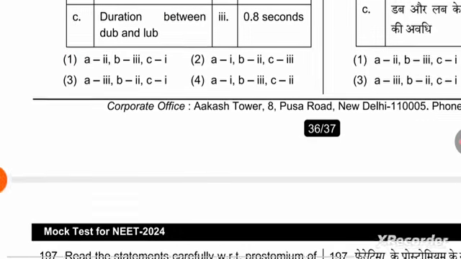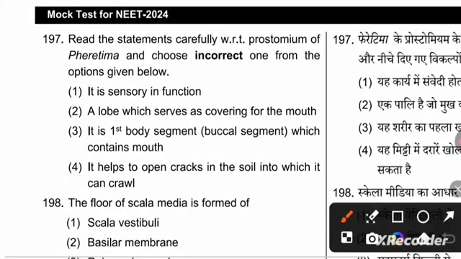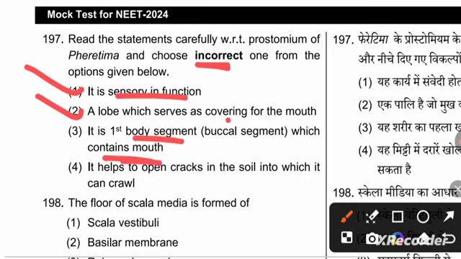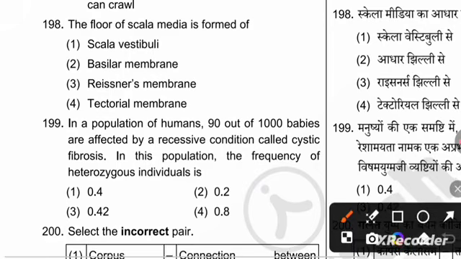Let us go to the 197th question. Read the following statements with respect to prostomium of cockroach and choose the incorrect statement from the given options. Incorrect statement we need to find out. It is sensory in function, right? A lobe which serves as a covering for the mouth. This is also the right one. It is the first body segment, buccal cavity, which contains the mouth. So this is the incorrect statement regarding prostomium of cockroach. 198th question. The floor of scala media is formed of the basilar membrane. You can find this in the ear.